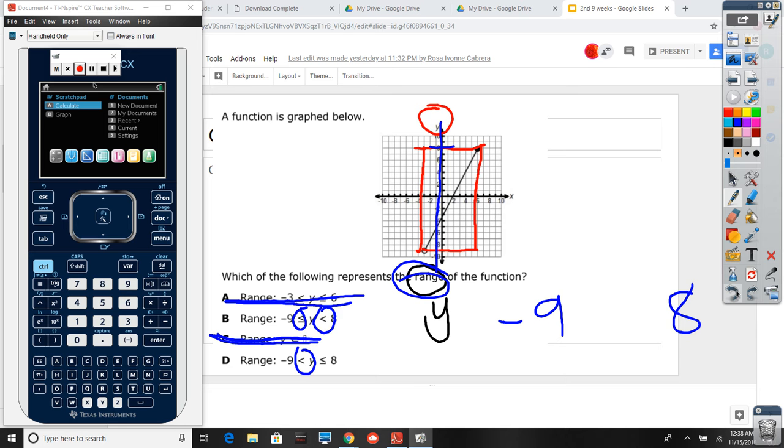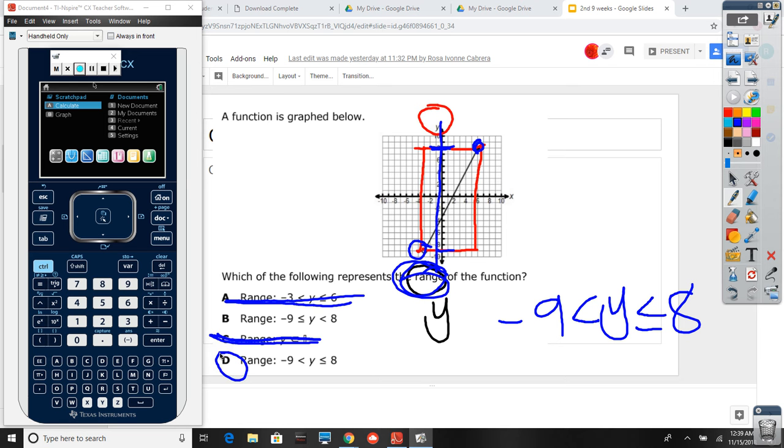I'm gonna look at the little circle here that corresponds to that -9. That's an open circle. That means we're not including it, so there's no little line under it. And then this closed circle over here corresponds to this 8, and it's closed. That means you're including it, so you need a little line under it. Again, we said range is y, so we're putting the y right here, and our answer is letter D.